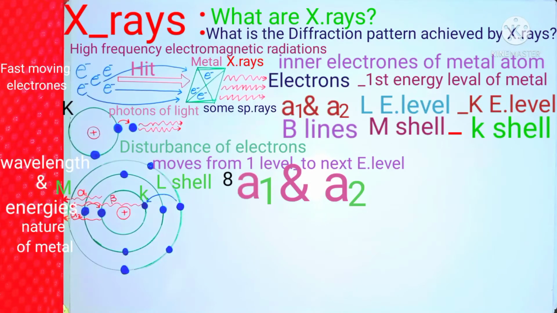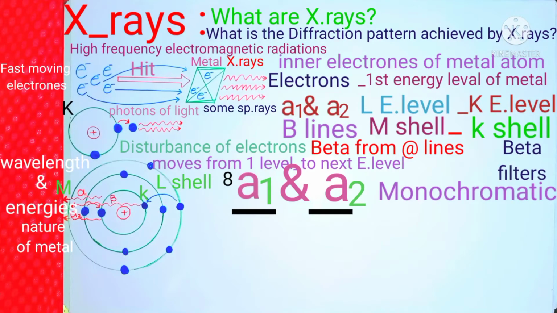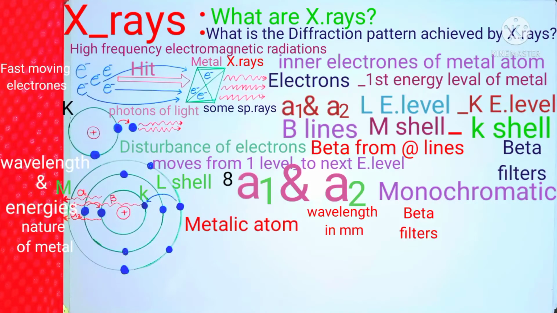For the separation of beta lines from alpha lines, beta filters are used. Alpha 1 and alpha 2 are so close to each other in wavelength that they look monochromatic. Their resolution is difficult and they can be used for crystal study jointly. We will also see some examples of metallic atoms to understand the X-rays from various metals, their wavelengths and the beta filters.